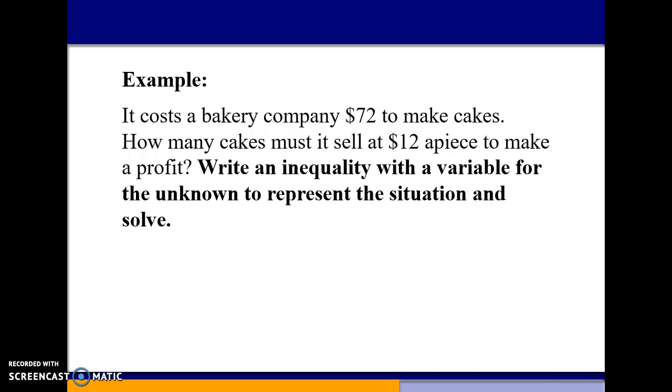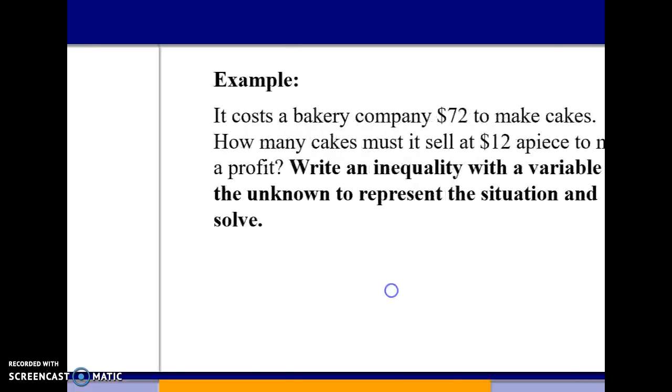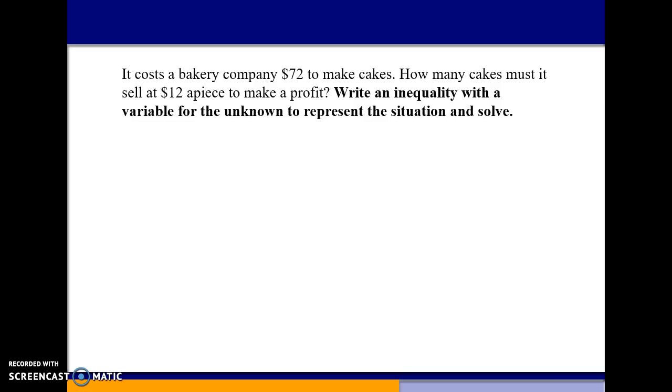Now let's look at how this applies to real-life situations. It costs a bakery company $72 to make cakes. How many cakes must it sell at $12 a piece to make a profit? Write an inequality with a variable for the unknown to represent the situation and solve. Here is the same problem for your viewing.